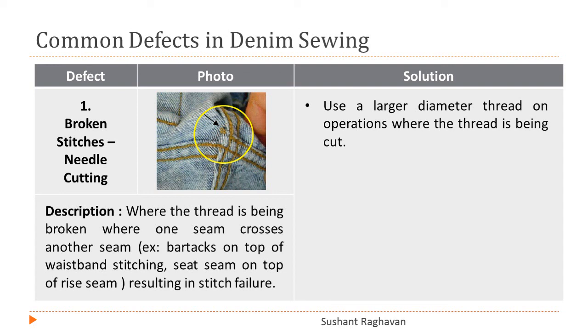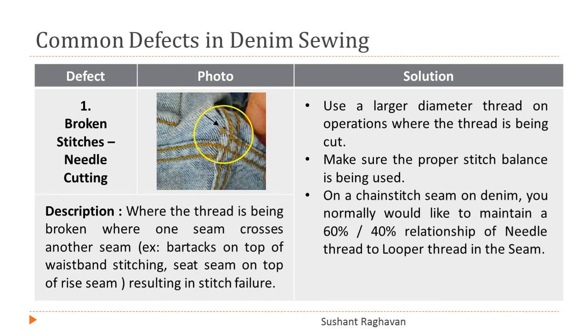Use a larger diameter thread on operations where the thread is being cut. Make sure the proper stitch balance is being used. On a chain stitch seam on denim, you normally would like to maintain a 60 by 40% relationship of needle thread to looper thread in the seam.